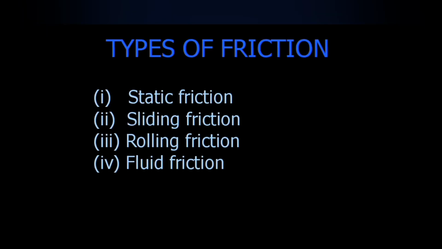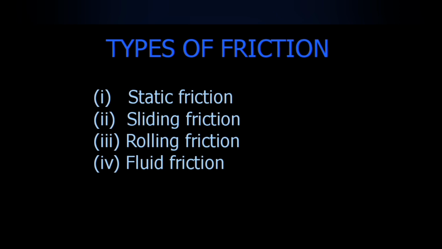Types of friction. There are so many types of friction, but we can group them into four. These are static friction, sliding friction, rolling friction, and fluid friction. When a body is at rest, it exhibits what is called static friction. It is a friction a body possesses by virtue of it being at rest.